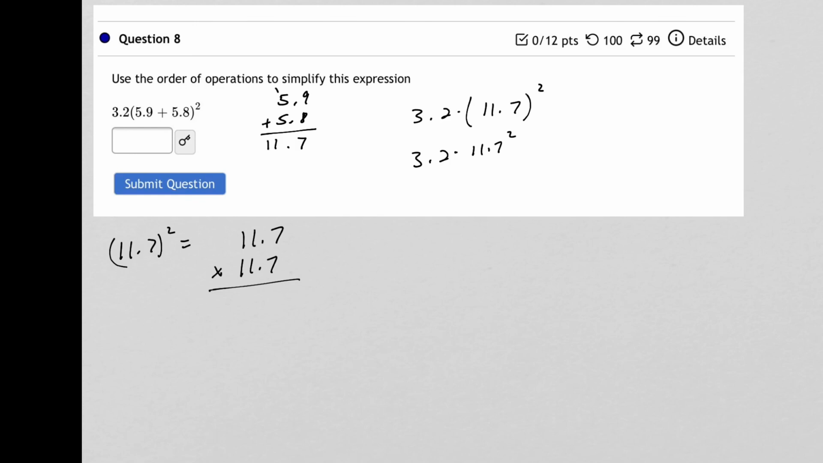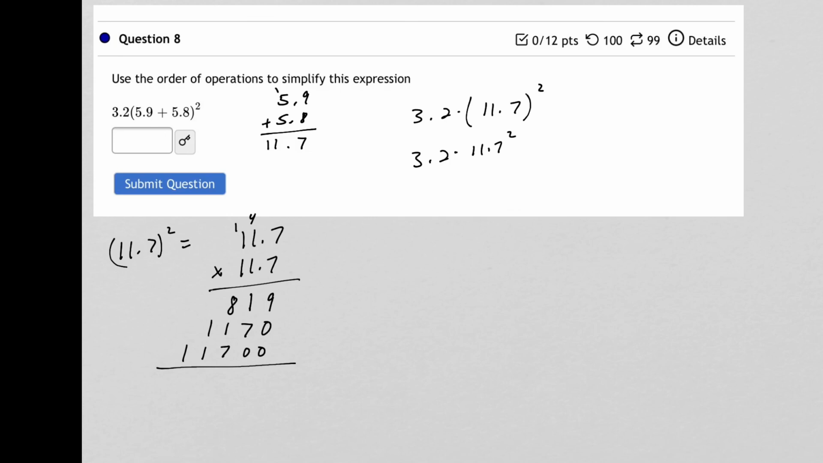So 7 times 7 is 49. So carry the 4. 7 times 1 is 7 plus 4 is 11. Carry the 1. 7 times 1 is 7 plus 1 is 8. 0. 1 times 7 is 7. 1 times 1 is 1. 1 times 1 is 1. Then 2 zeros. 1 times 7 is 7. 1 times 1 is 1. 1 times 1 is 1.